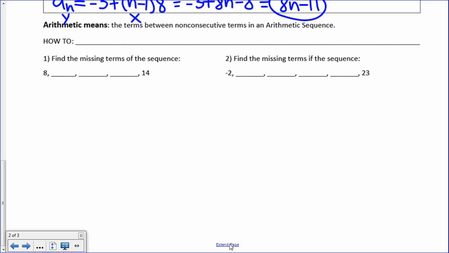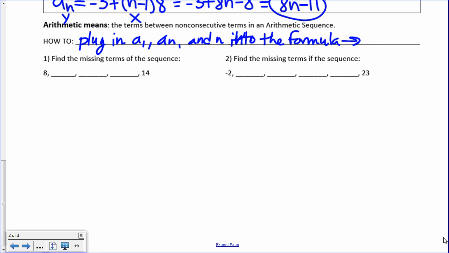Is there any way I can find out what d is? Can I subtract 14 minus 8 and find d? No, because the way you find d is by subtracting consecutive numbers. They have to be next to each other. So when we're trying to fill in a sequence where you have this huge gap, we have to find d in a different way. The arithmetic means are the terms between non-consecutive terms. If you have that bookend situation with a lot of space, what you're going to do is plug a sub 1, a sub n, and n into the formula.